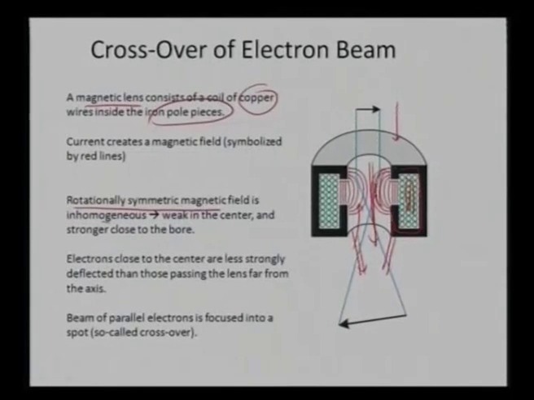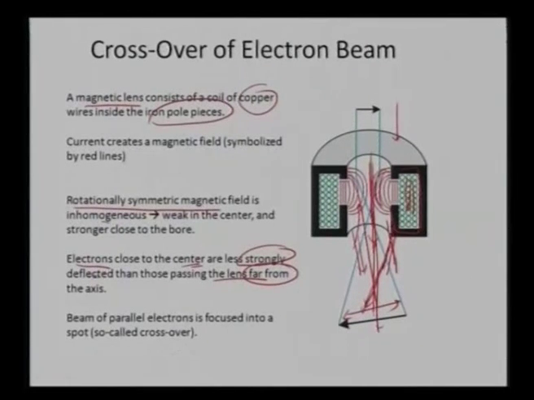So, what I can see is if my electron is passing through it, the electron will get strongly deflected once it undergoes a very high field. Once the electron is traversing near the pole piece, it will get deflected very sharply, whereas an electron passing in the center will be deflected to a much lesser extent. So I can see that they will undergo a kind of crossover, and they may not get focused at the same point. That results in electrons close to the center being less strongly deflected than those passing the lens far from the axis. Far from the axis they get deflected very quickly, whereas in the center they keep going to a much farther extent and get deflected to a very small extent.